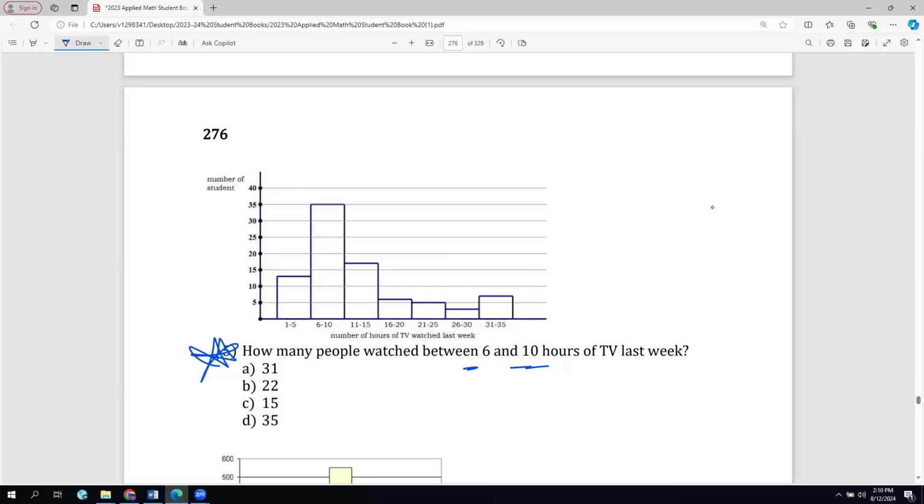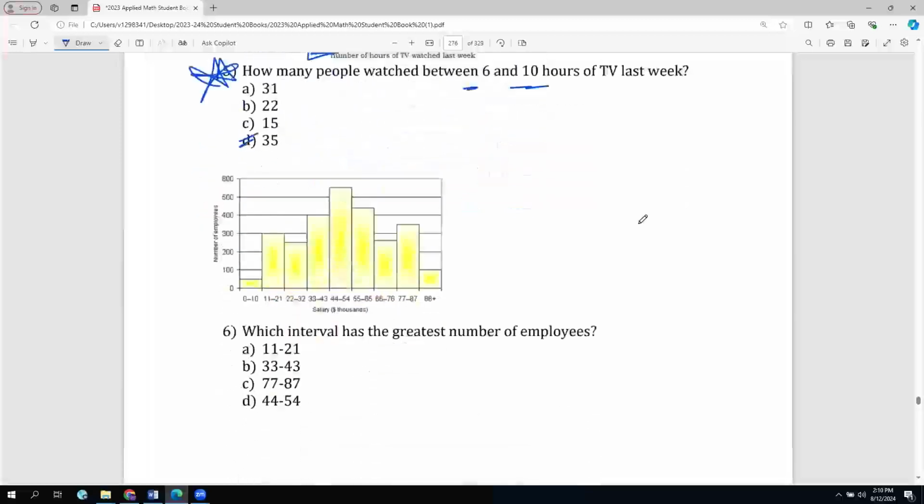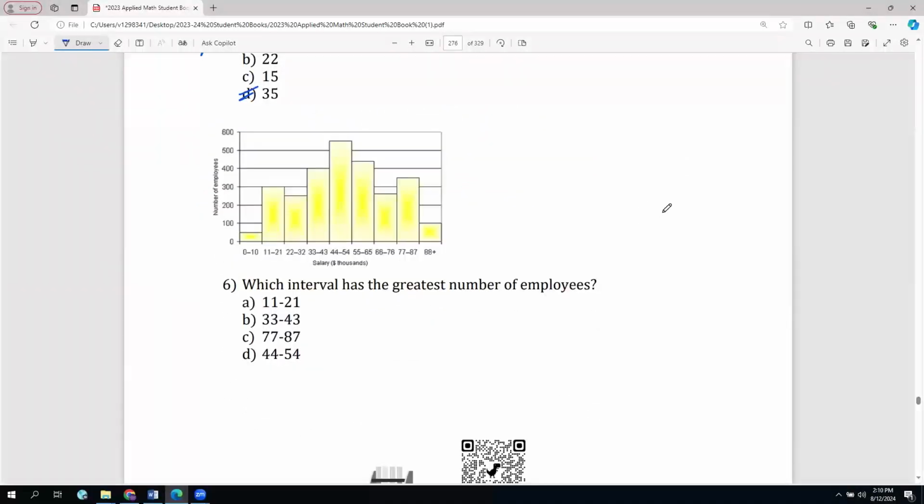So again, we're looking only at 6 to 10. We're looking at one interval, which is located right here. I want to go ahead and figure it out. So I come up here and say, okay, this is my high point. And I look over to the left to find out the number of students. And that number is 35. You want to try again? Let's try one more. Take a look at this one.